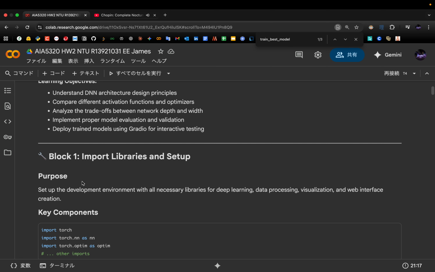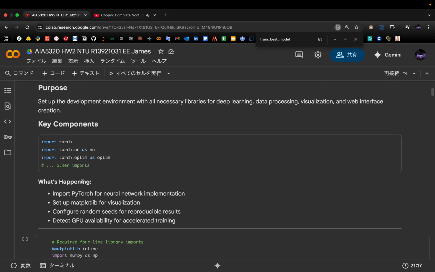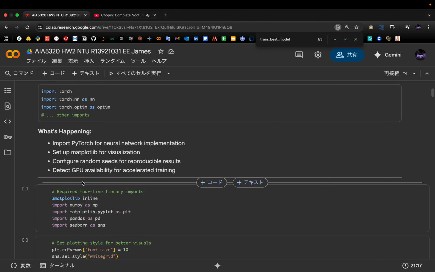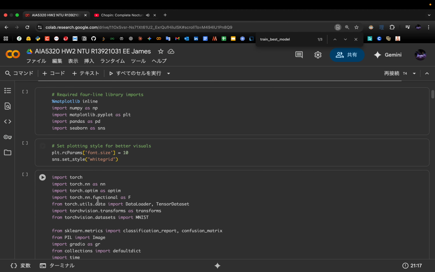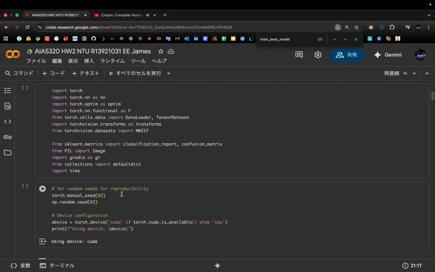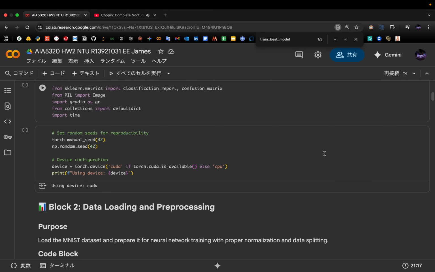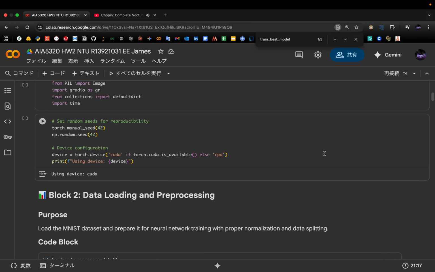And of course, as it is required, we import the libraries necessary for the homework requirement here, and also some PyTorch libraries for our implementation. And we also check that we do have a GPU to use. So you can just connect to T4 if you want to run this Colab notebook.